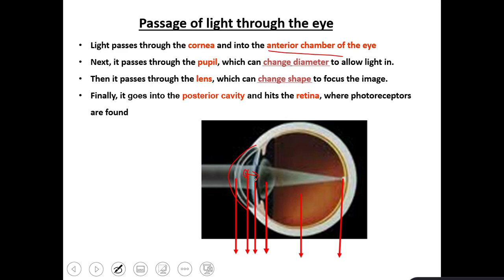Then the light goes through the lens, which is able also to change shape depending on the vision, if it is near or far vision. Finally, it goes here to the posterior cavity and to the retina, where the photoreceptors are found.